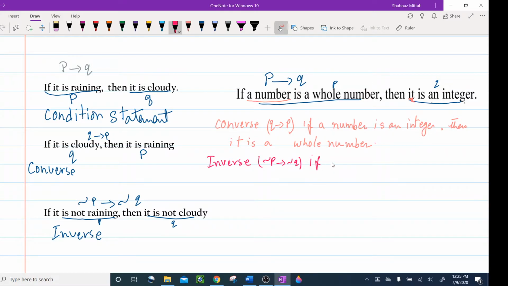So I'm going to say P is right there. If a number is not a whole number, is not an integer, I'm sorry, is not a whole number, yes, I'm right, is not a whole number, comma, then it is not an integer. You just have to memorize it, inverse, converse notations, and you will be fine.